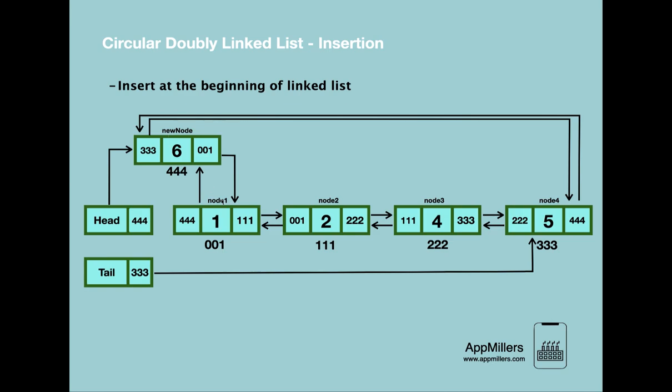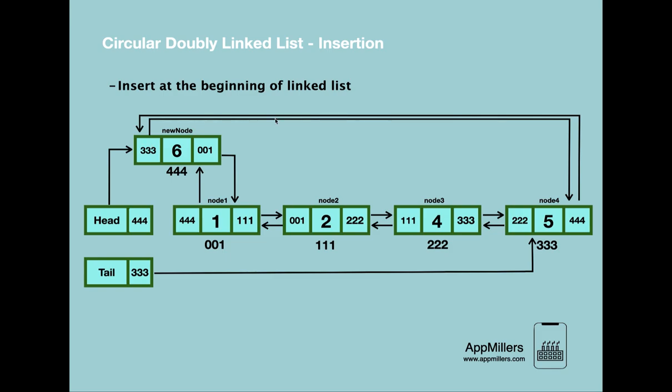Then we need to create a reverse link between node 1 and the new node over here, so we updated the previous reference of node 1 to the physical location of the new node over here. Then finally, we updated the head value to point to this node over here. So we updated the physical location of this new node, which is 444, to the head value. And with this, a link between head and the new node is created.